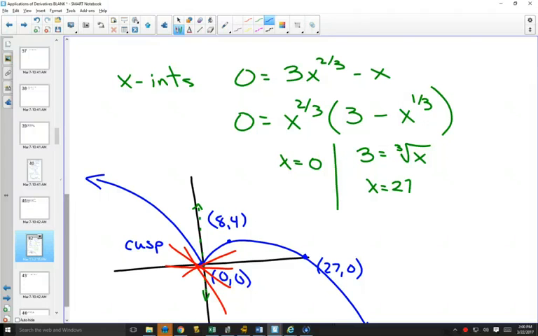That looks pretty. So it's kind of a different looking graph. Kind of fun.